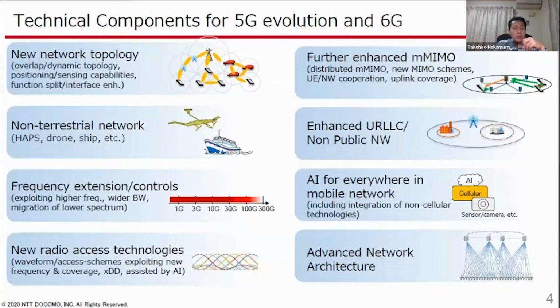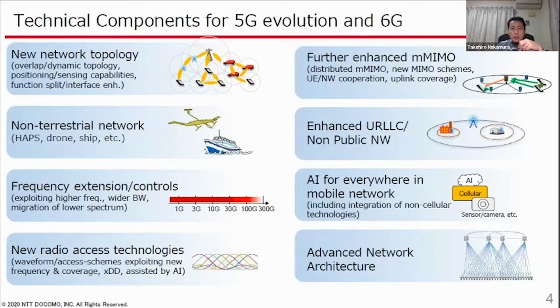Of course, we need to explore much higher frequency bands, like the terahertz level. But considering the difficulty of realizing commercialized devices, maybe our target should not be real terahertz, but up to 300 gigahertz or something like that. And a new radio access technology should be developed, new waveform and so on.